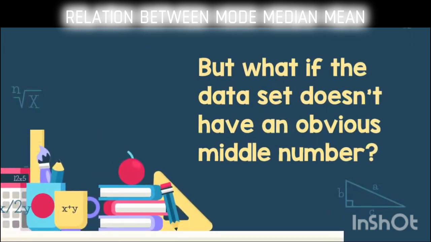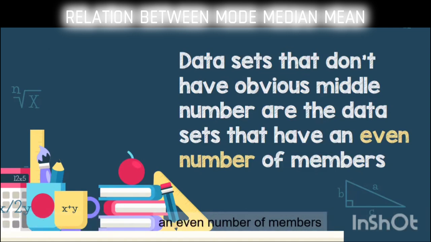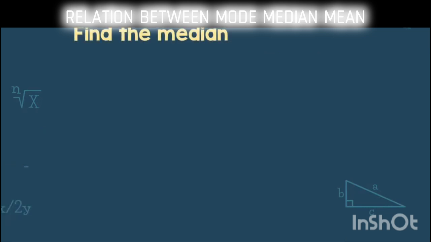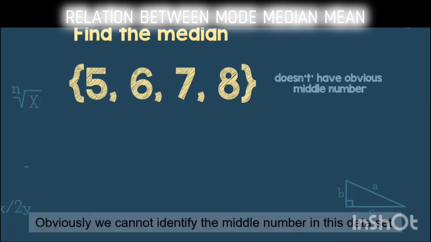But what if the dataset doesn't have an obvious middle number? Datasets that don't have an obvious middle number are the datasets that have an even number of members. For example, the dataset 5, 6, 7, 8. Obviously, we cannot identify the middle number in this dataset.